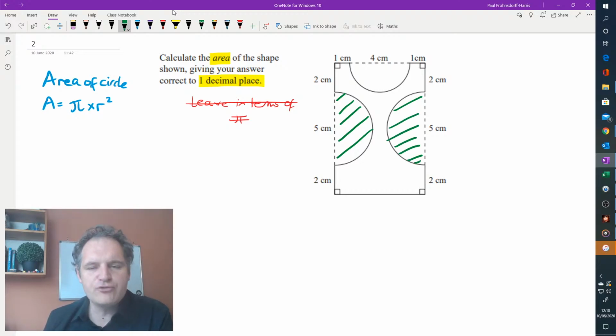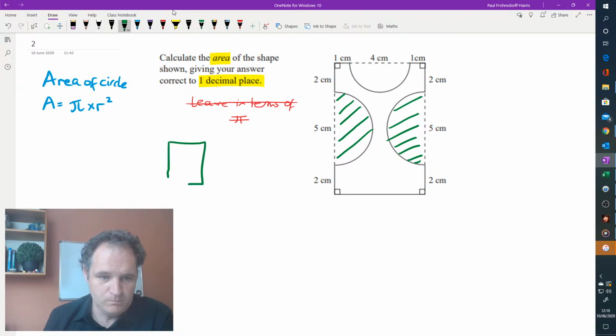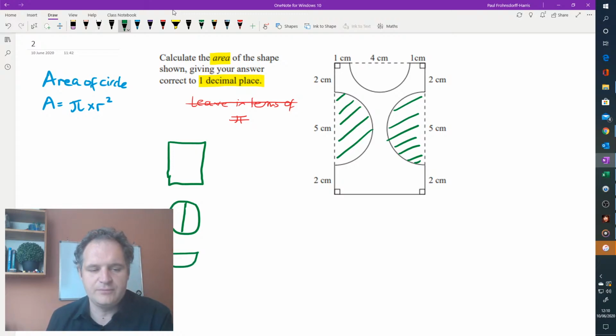I'm going to draw out the shapes I'm working with. I am going to draw the big rectangle. I am now going to draw the big circle, which is in two halves, but we could put those two halves together. And I'm going to draw the smaller half circle.